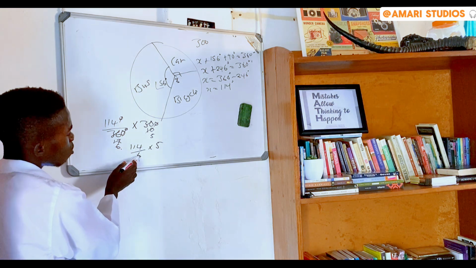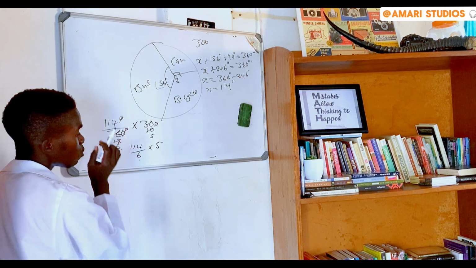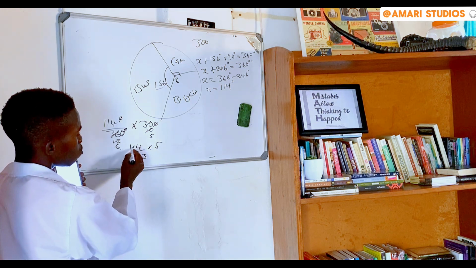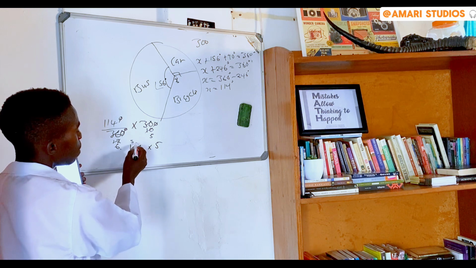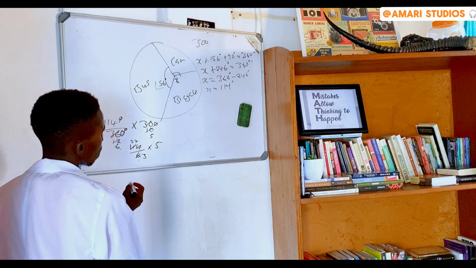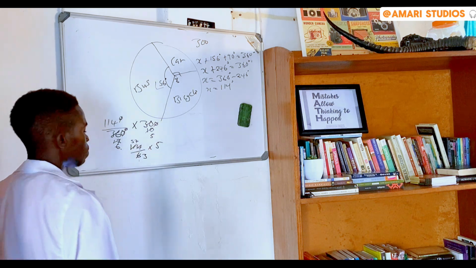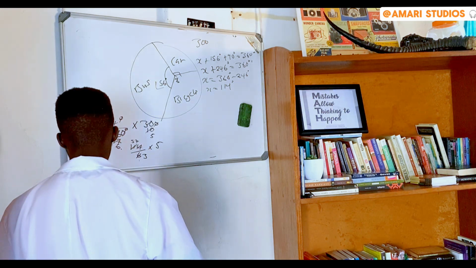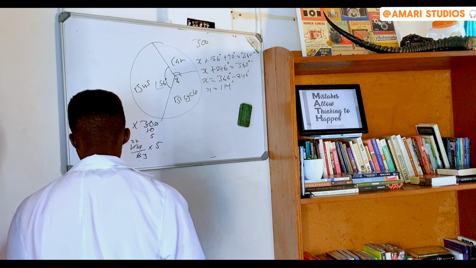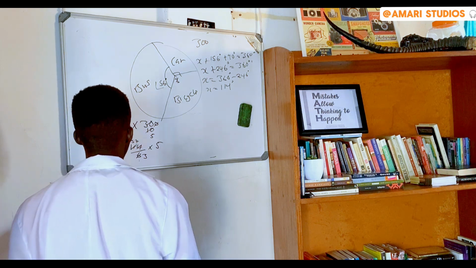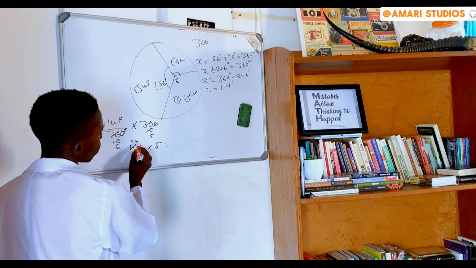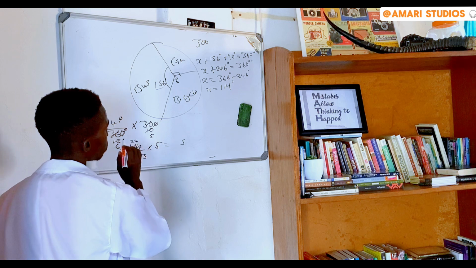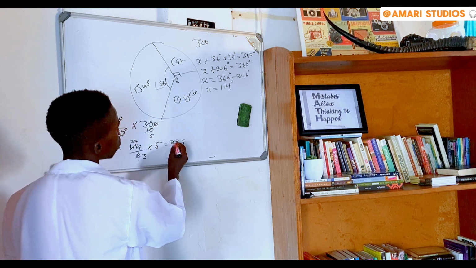And now we continue reducing until we get numbers that will be easy to use. There's a number that can go into 6 and 114 without leaving a remainder, that is 2. So 2 into 6 is 3, then 2 into 114 is 57. So this is 57 multiplied by 5. If you multiply 57 by 5, 5 times 7 is 35, which is 5 carry 3, then 5 times 5 is 25 plus 3, which is 28, so 285.